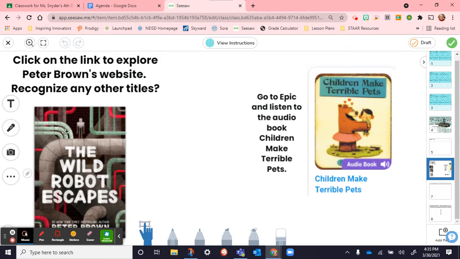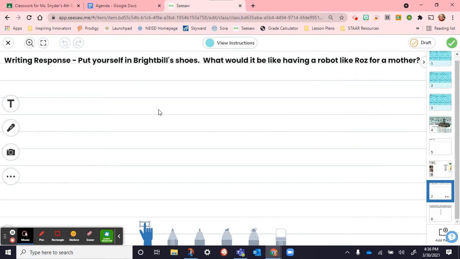Then on page 6, you could go to his website and browse. I want you checking out the other titles. You might find something else that you recognize that you didn't know was from him, or you might find something you want to check out from the library to read next. One of the books on there is called Children Make Terrible Pets. You can go to Epic and listen. It's an audio book, so it's not going to show you the photos, but you can listen to the story. It's just a picture book, so it won't take too long. And then on page 7, you're putting your writing response here.